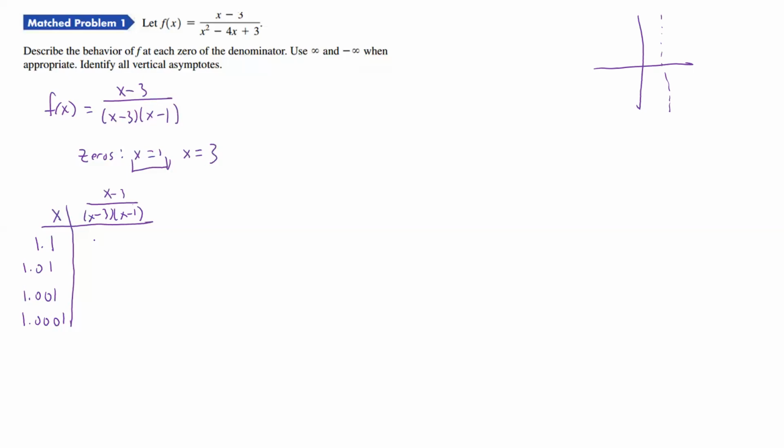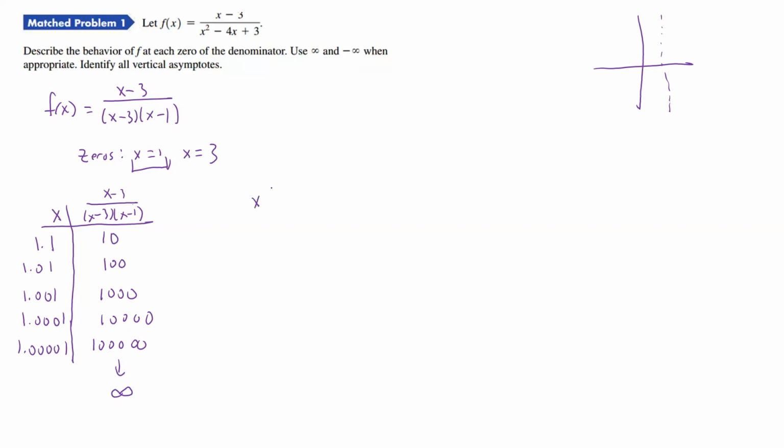So if we plug in 1.1, we get 10. If we plug in 1.01, we get 100. And then we get 1,000, and then 10,000. And then if we have 1.00001, we get 100,000. And what happens is it just keeps getting larger. So it's going to positive infinity.